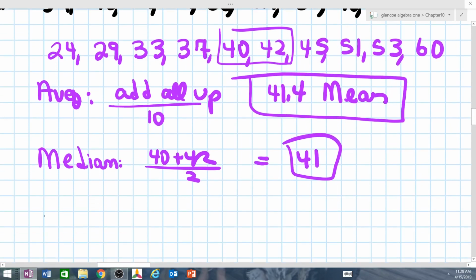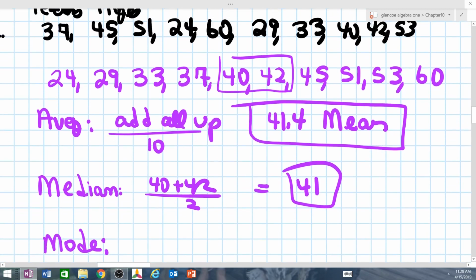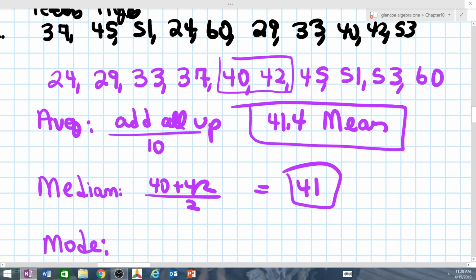And then our mode, which appeared the most? Did anything repeat? No, so there is no mode. If nothing appears more than once, then there is no mode. If 2 things appear 2 times or 2 things appear 3 times, then you can have multiple modes. Does anyone have a question on how to calculate mean, median, and mode?